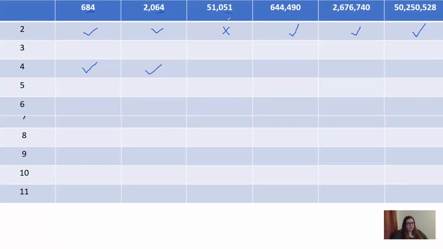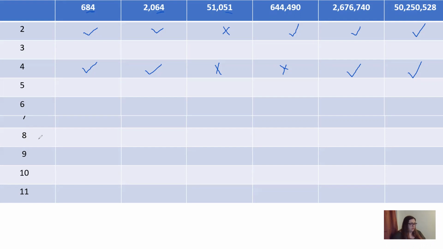51 divided by 4 is 12.75. So there's a remainder of 0.75, so no. 90 divided by 4 is 22.5, so no. 40 divided by 4 is 10, so yes. And 28 divided by 4 is 7 even, so yes.